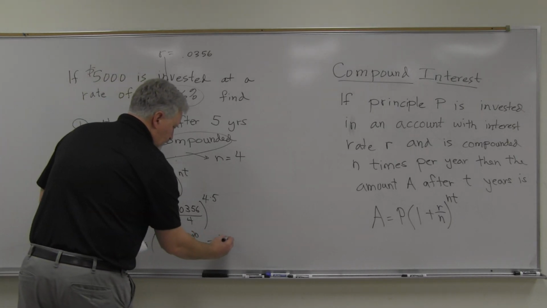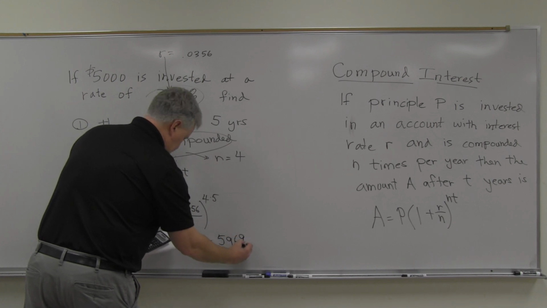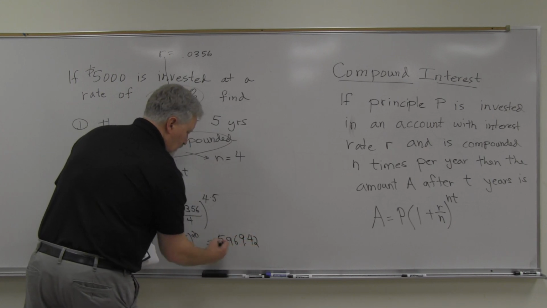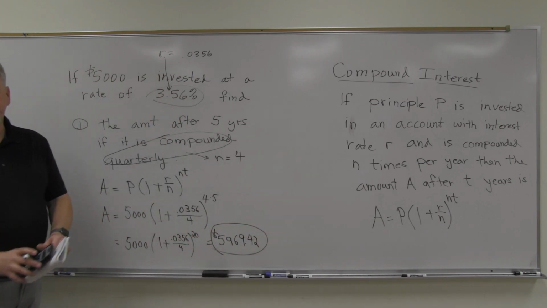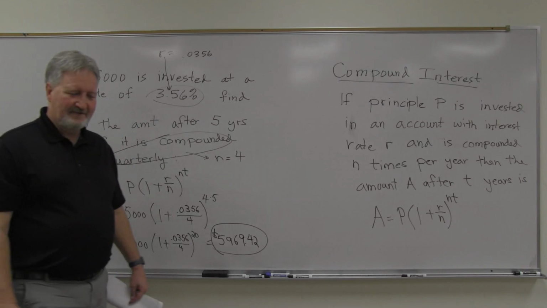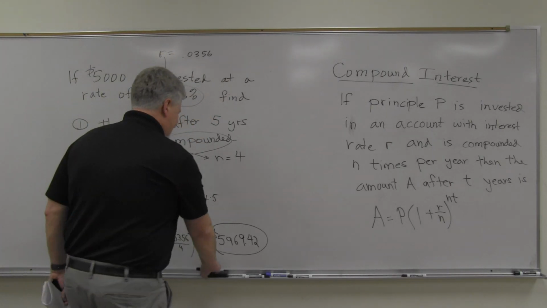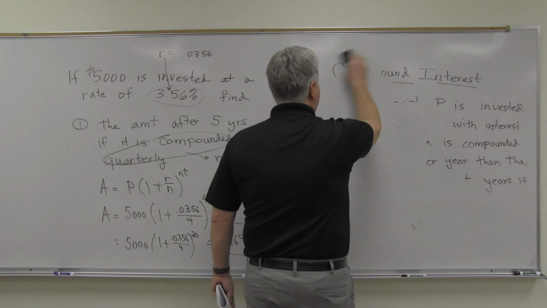5,969.42. Of course, this is dollars and cents, so round this to the nearest cent. 5,969.42 dollars and 42 cents. Okay. All right. Question? Let me know.